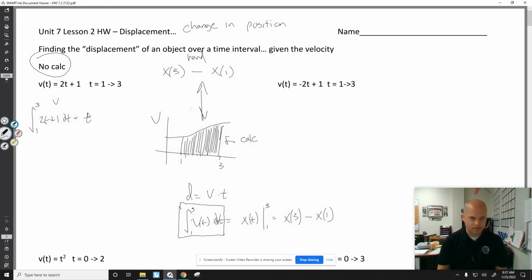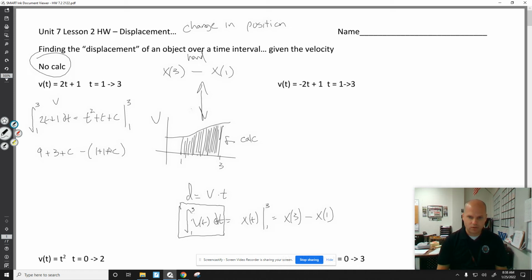I'll take the antiderivative, and I'm including a plus c, and I'm going to find my position at time 3 and subtract my position at time 1. So my position at time 3 is going to be 9 plus 3 plus c. I don't know what c is because I'm not given an initial position. And then my position at time 1 will be 1 plus 1 plus c. Now, because this is the same c being used, this is not like c1 and c2. This is like one number, and that's the same number.